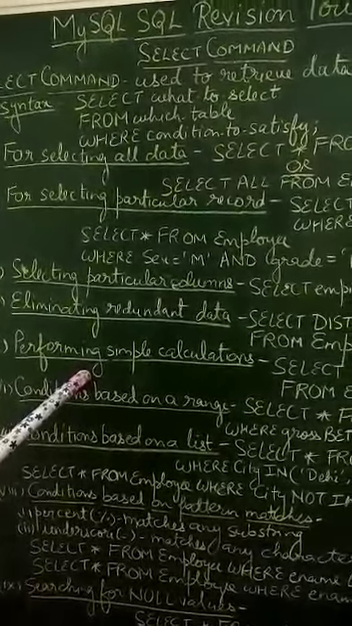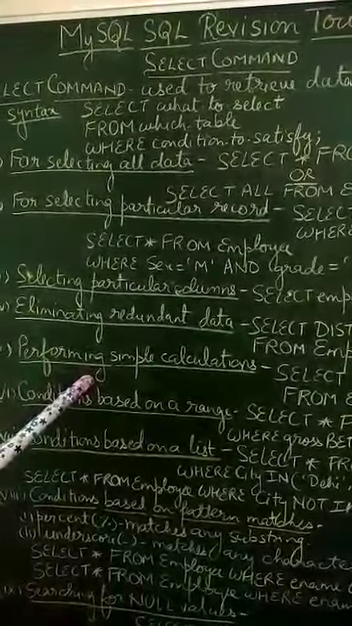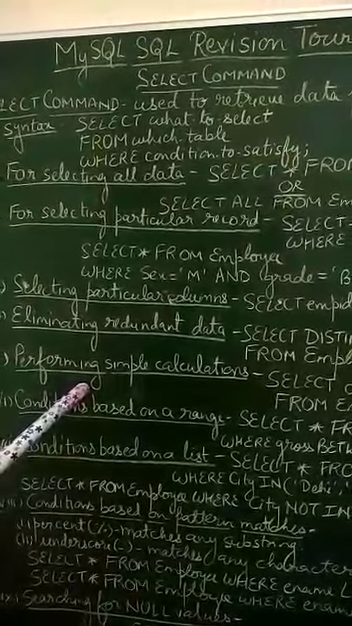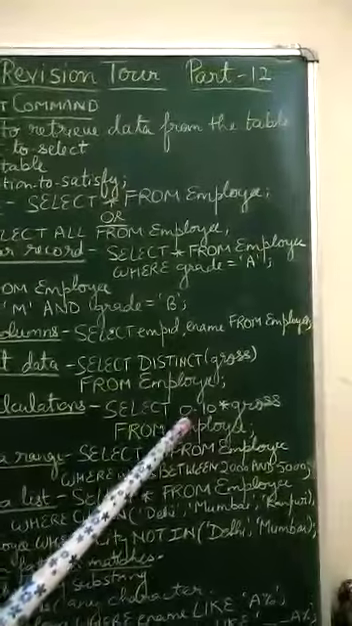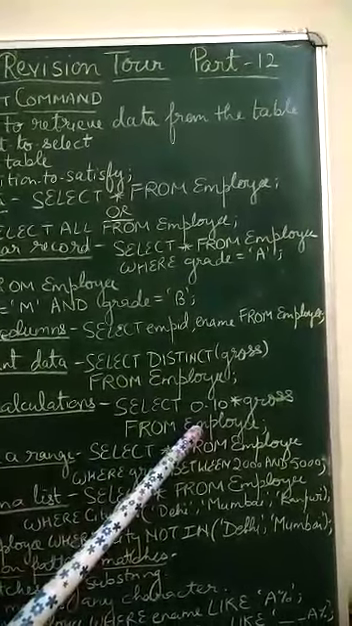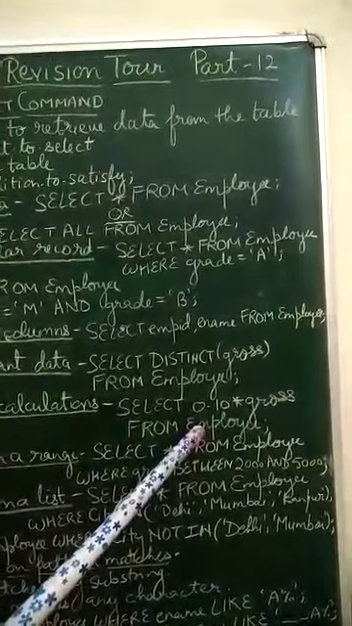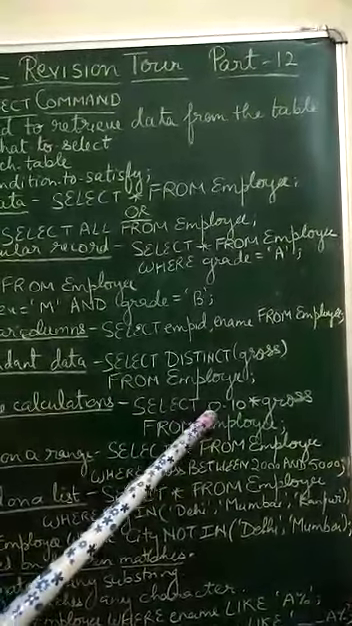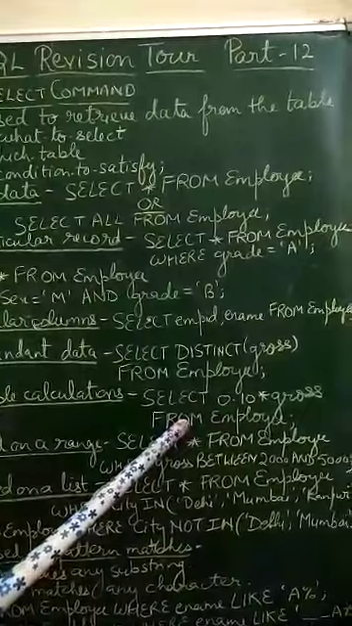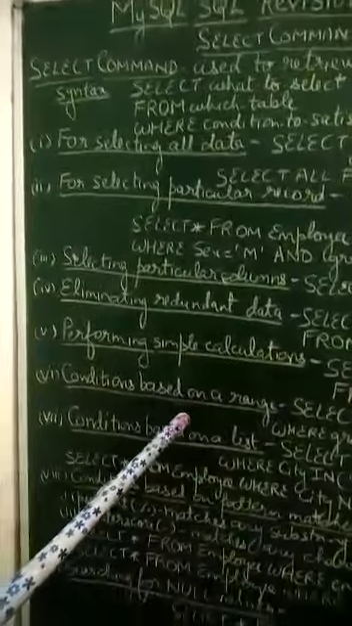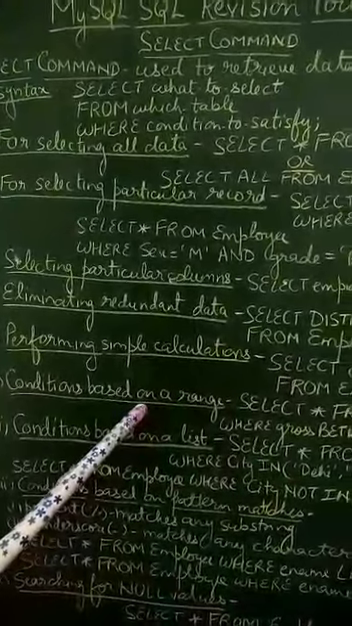Now next one is for performing simple calculations. You can also perform simple calculations with the select command. Suppose you want to calculate 10% of gross from the employee table, then you can write select 0.10 * gross from employee.